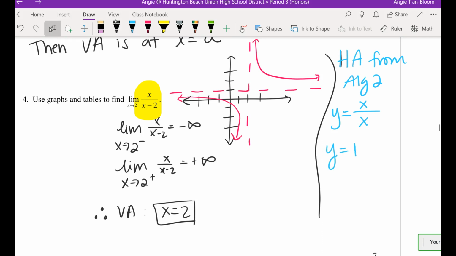That's algebra 2. Now calculus. As the limit approaches, let's pick negative infinity. As x approaches negative infinity, what's y approaching? 1, right? As the limit approaches positive infinity, what's y approaching? 1. So therefore, the HA is 1.